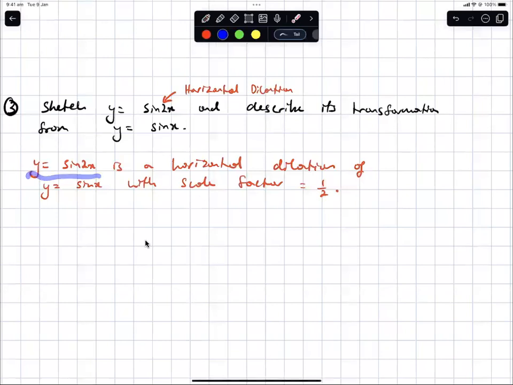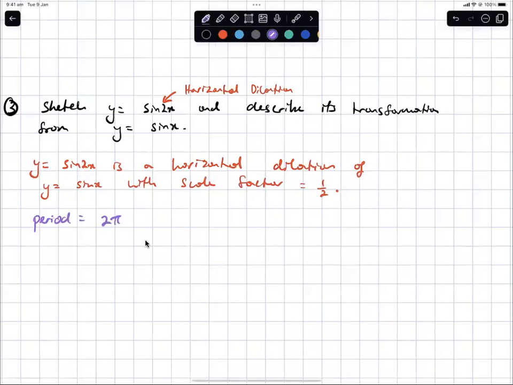We say that y equals sine 2x is a horizontal dilation of the original function and that it has scale factor 1/2. Remembering that when I do a horizontal dilation, if I multiply the inside of the function, what I'm actually doing to each point is dividing by 2. And what that comes down to is that we have essentially calculated what's happening to the x before the function itself is executed. Something else worthwhile noting, that you don't actually have to calculate inside of this, is the period of the function.